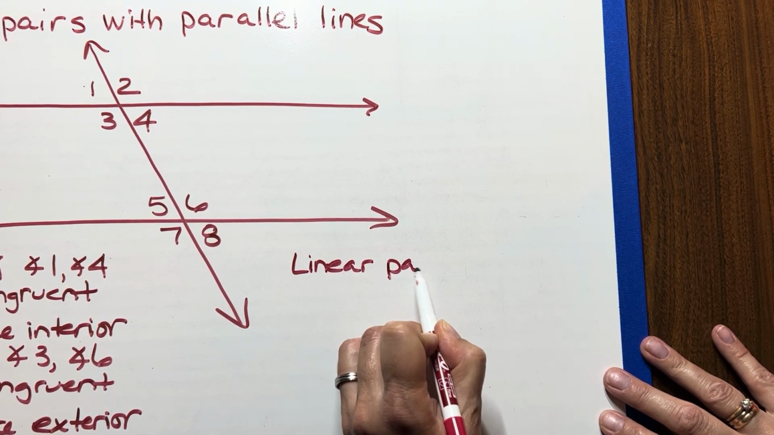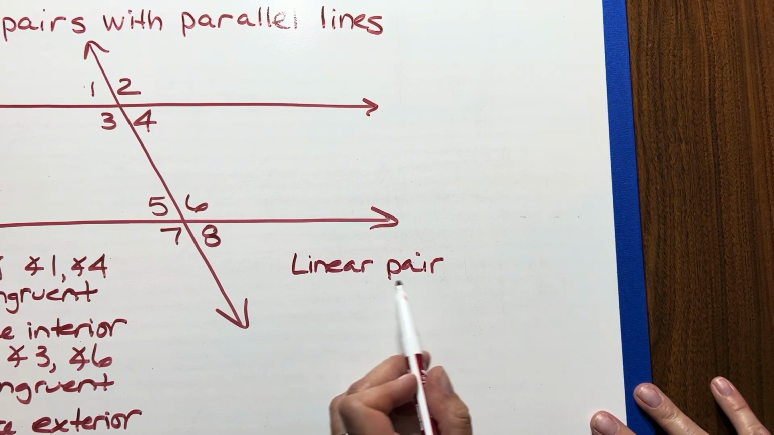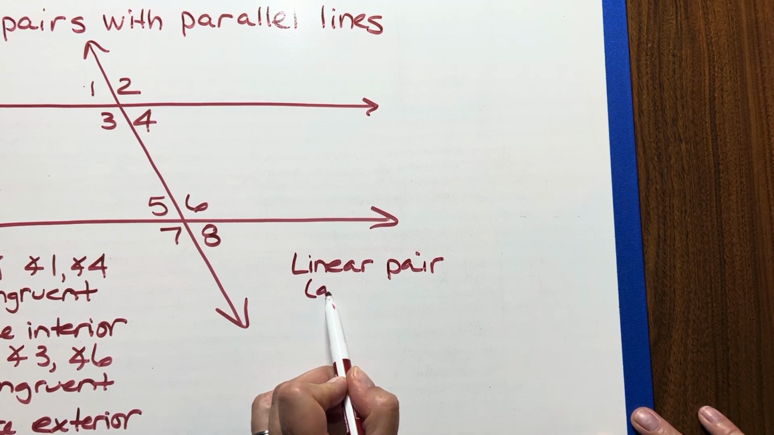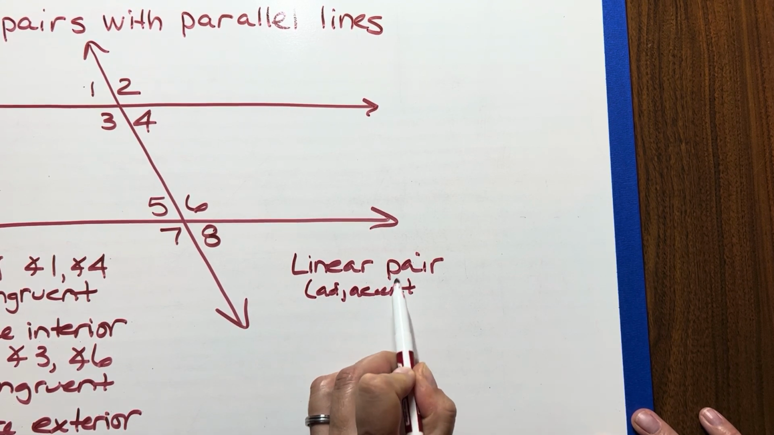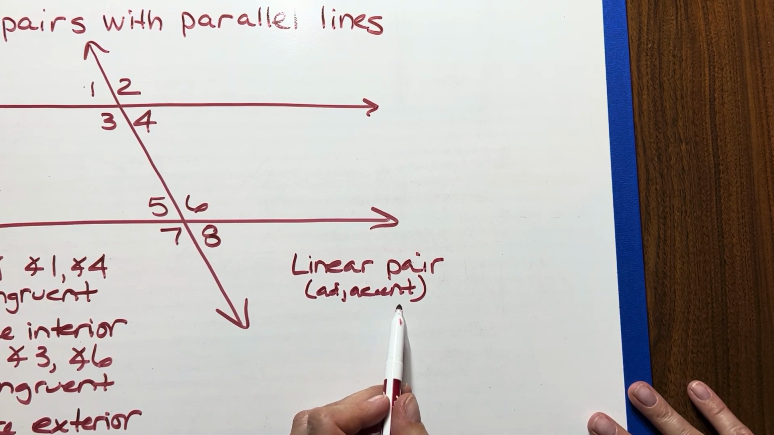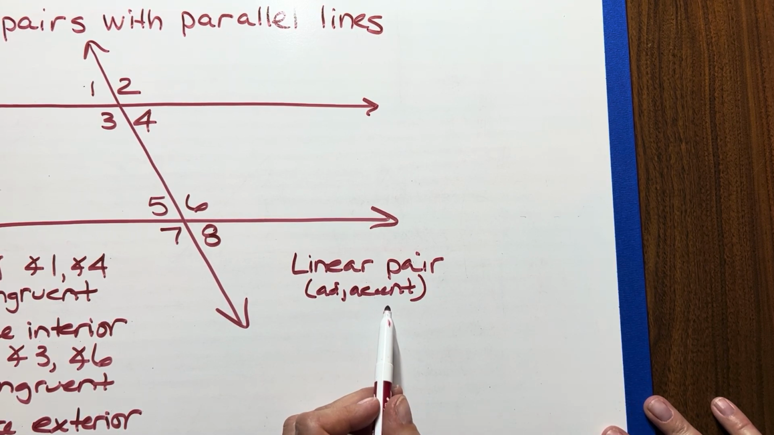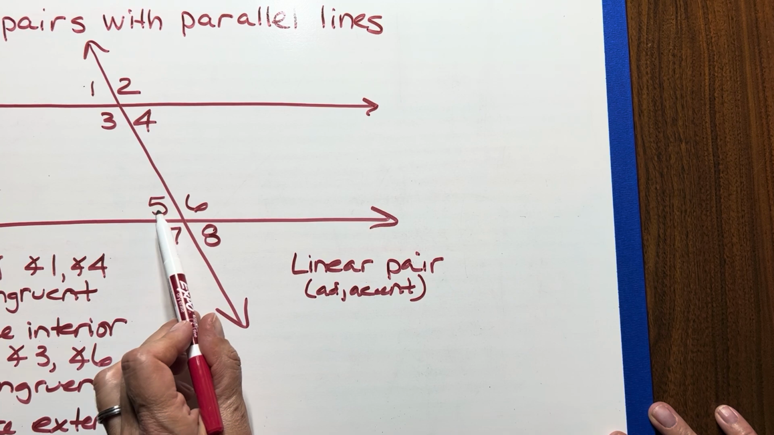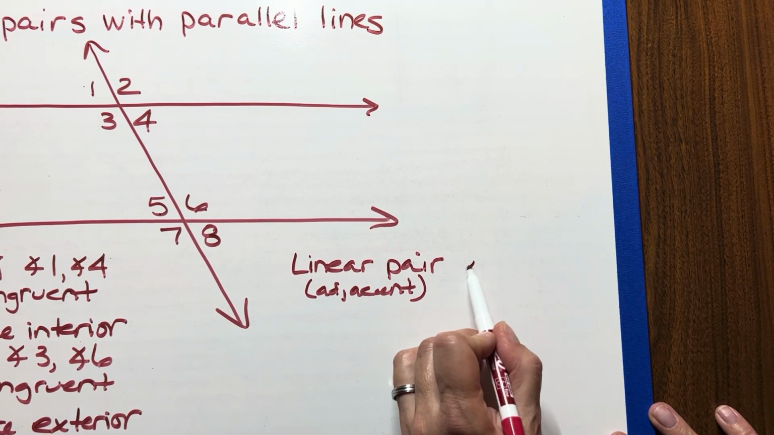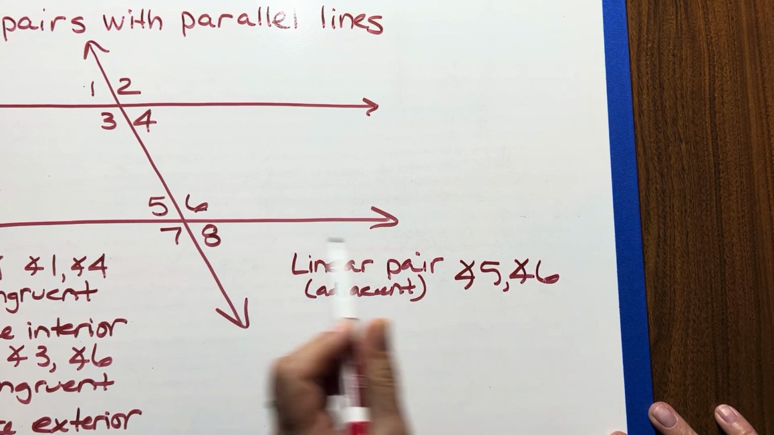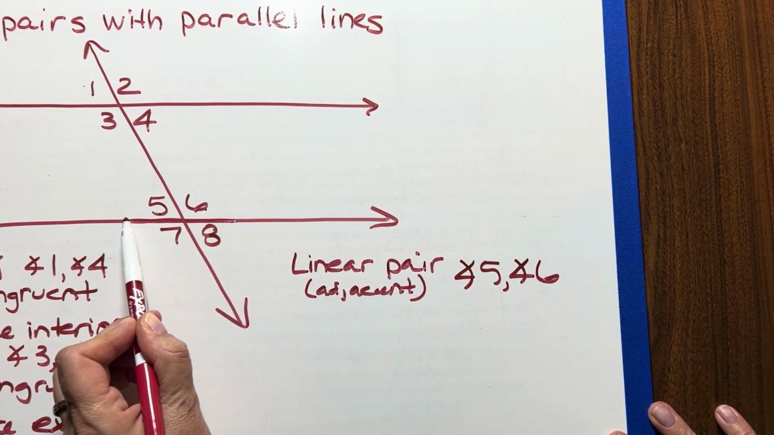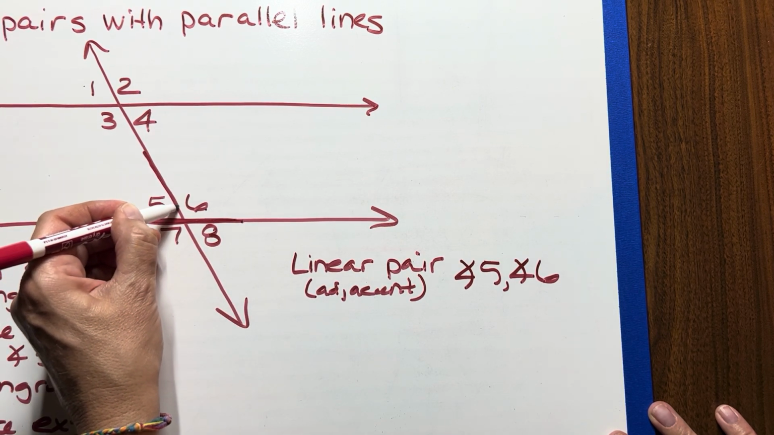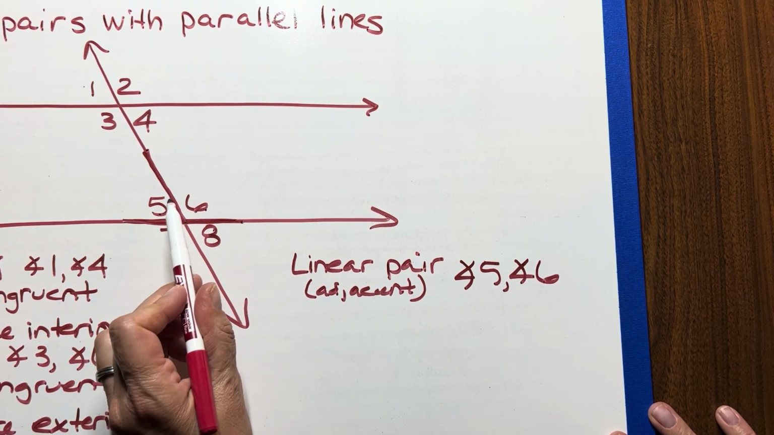The first thing that we're going to talk about is what's called a linear pair. Pair meaning 2, linear meaning they're on the same line, and these are going to be adjacent to one another. Adjacent means they share a common side. On my particular drawing, we have lots of linear pairs, but I'm going to choose angle 5 and angle 6. They form a linear pair. They are on this same line. The transversal is the side that they share.